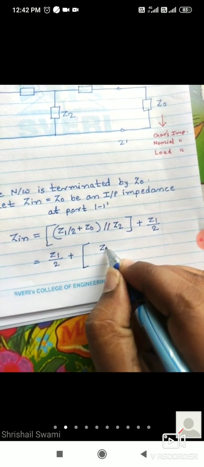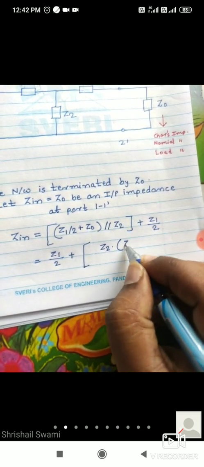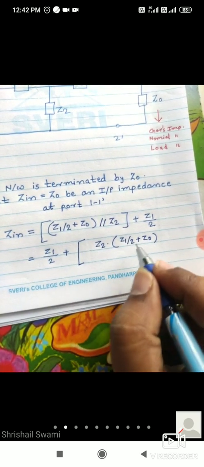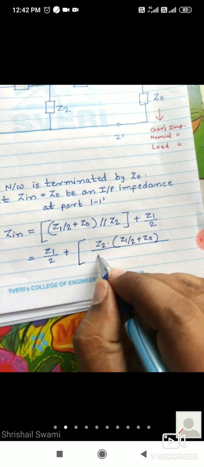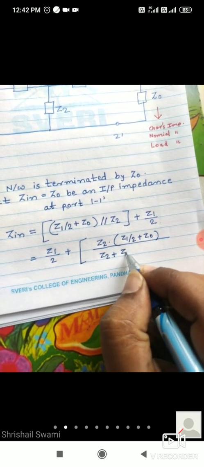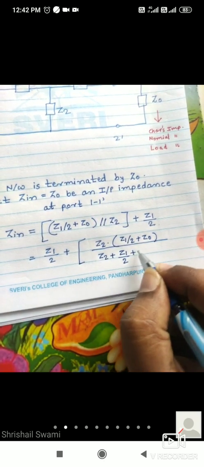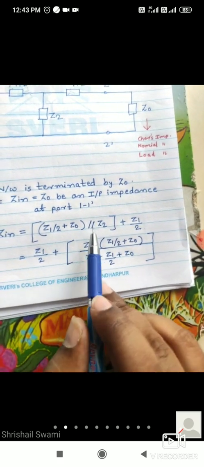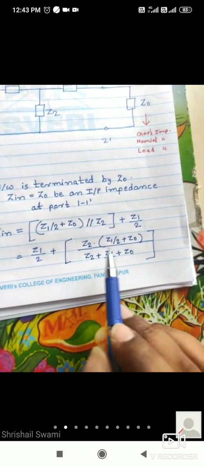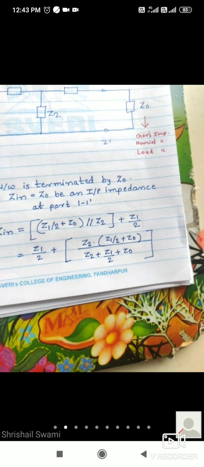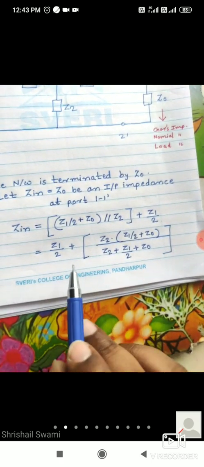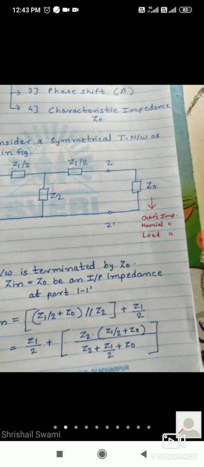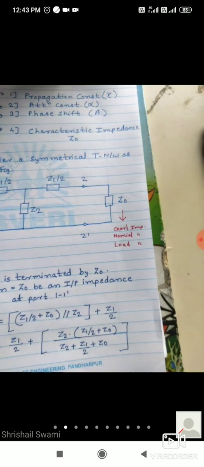Z2 into Z1 by 2 plus Z0, means R1 into R2 divided by Z2 plus Z1 by 2 plus Z0, that is R1 plus R2. The parallel combination of these two, you can write in one bracket now. Okay, so up to this step, any doubt? If no doubt, we will continue.